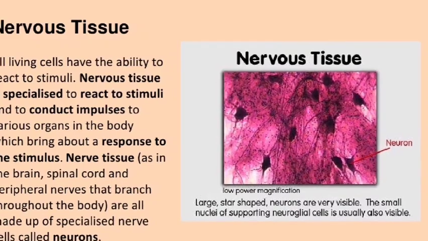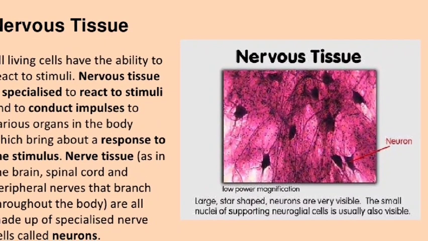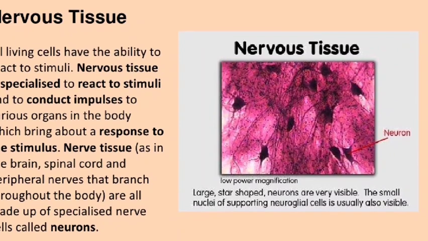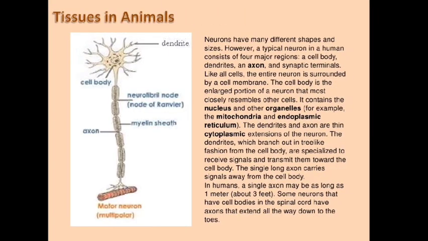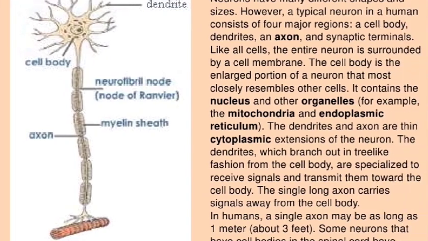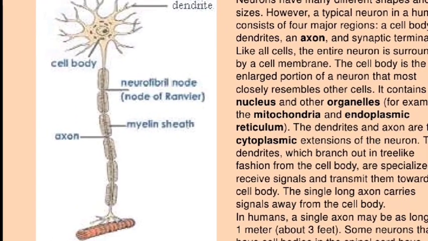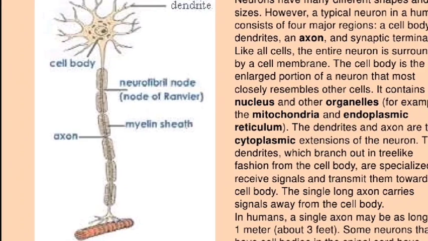Here you are seeing the structure of nervous tissue as it looks under the microscope. Large star-shaped neurons are very visible. Here you are seeing the ultrastructure of the neuron or nerve cell. It consists of parts like these: small branches called dendrites, which are on the cell body, and the elongated structure you are seeing is called the axon, with the myelin sheath and the nerve ending.